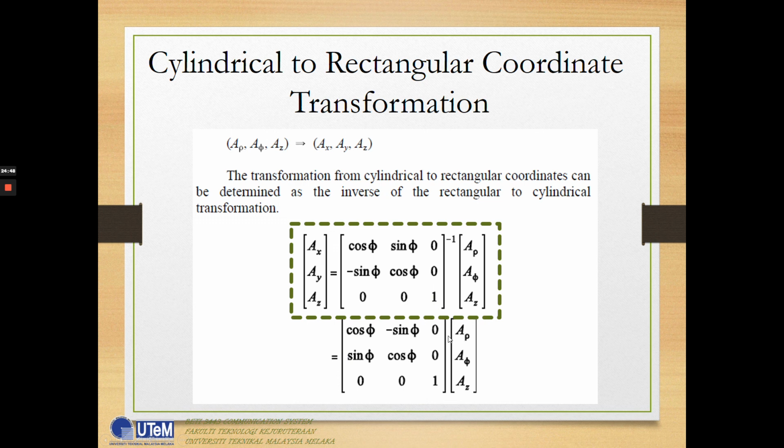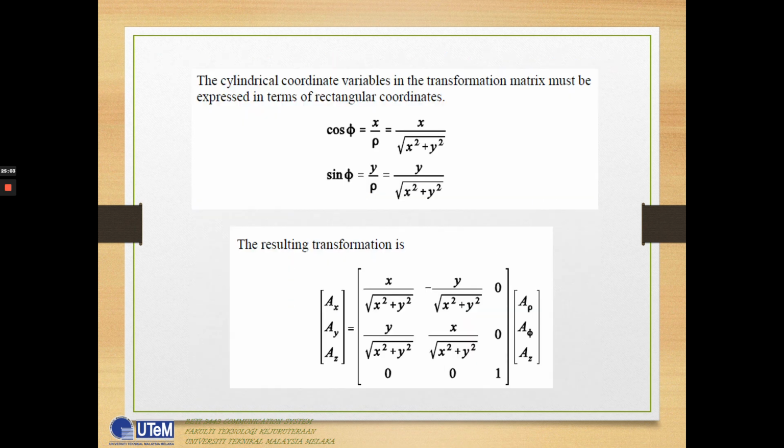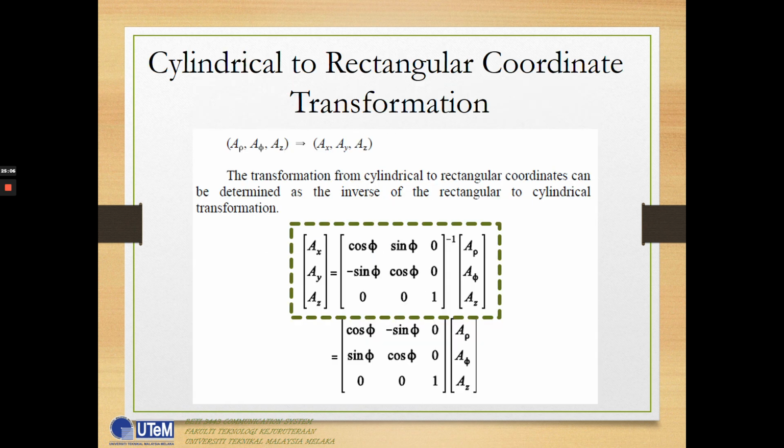So once we do this inversion, we get something like this, and then in the same way, if we have a cylindrical coordinate system rho, phi and z, we can find out Ax, Ay and Az also.